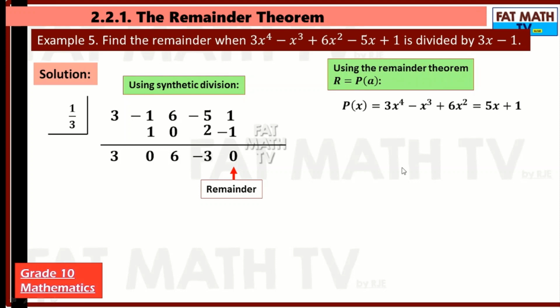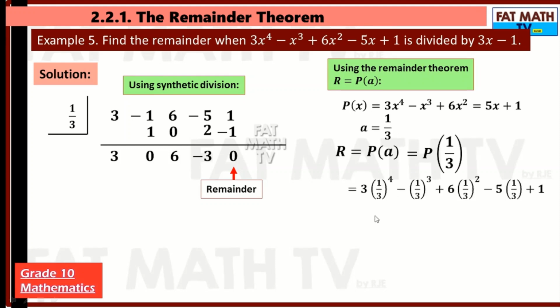If we use the remainder theorem, we will have p of 1/3. So 3 times 1/3 raised to 4 minus 1/3 cubed plus 6 times 1/3 squared minus 5 times 1/3 plus 1. A little bit longer. 1/3 raised to 4 is 1/3 times 1/3 times 1/3 times 1/3. That's 1 over 81, minus 1 over 27, plus 6 times 1/9, minus 5/3, plus 1. So 3 times 1 over 81, we can cancel 3.